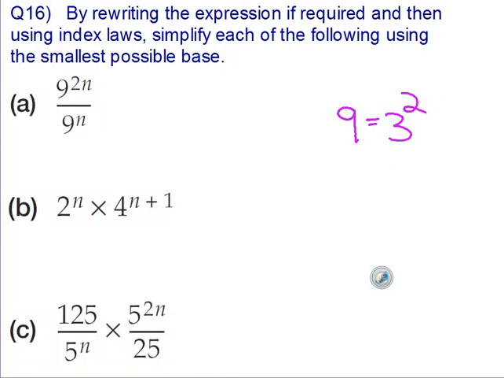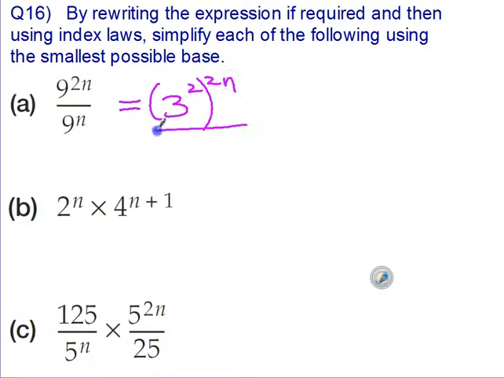So I'll just erase that. Okay, let's have a go. So first thing I'm going to do is write 9 as 3 squared once I get my pen tool. Okay, so 9 is 3 squared. Write that in brackets, all to the power of 2n, over 9 is 3 squared, all to the power of n.